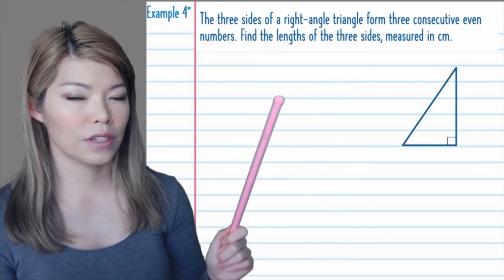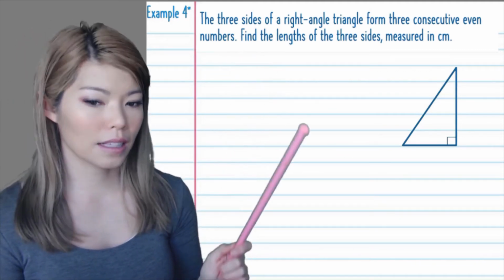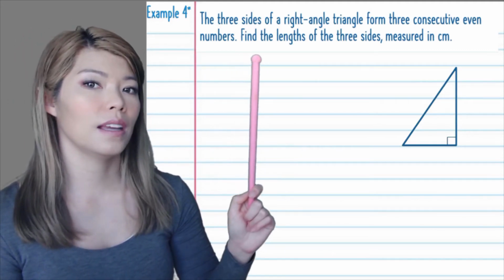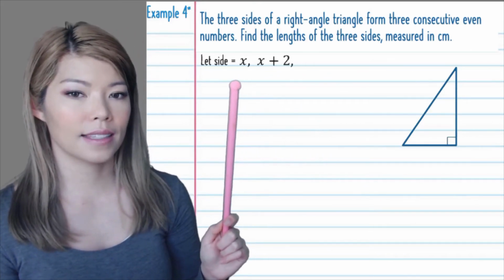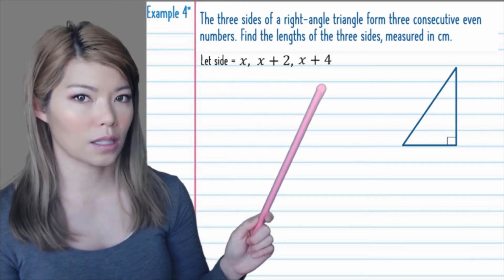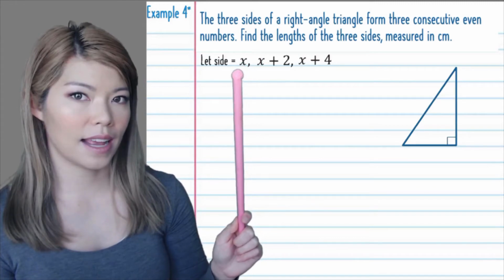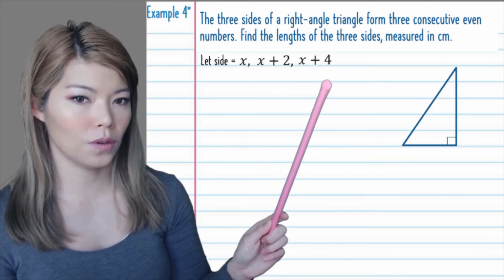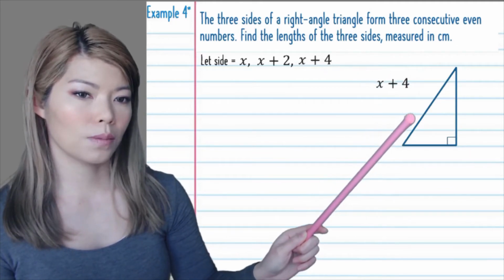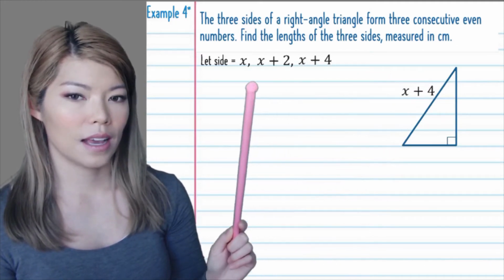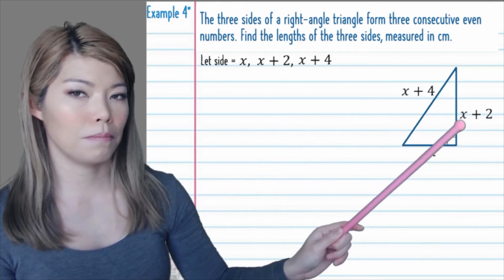So what's the difference between them? If the first number is x, the next number will be x plus 2. And the next number will be, adding 2 again, x plus 4. So we have the sides x, x plus 2, and x plus 4. And we know that this is going to be the shorter side, x, and the longer side is x plus 4. The longer side of a right angle triangle is the hypotenuse. So x plus 4 is the hypotenuse. And we have x as the shortest side and x plus 2 as the middle length side.